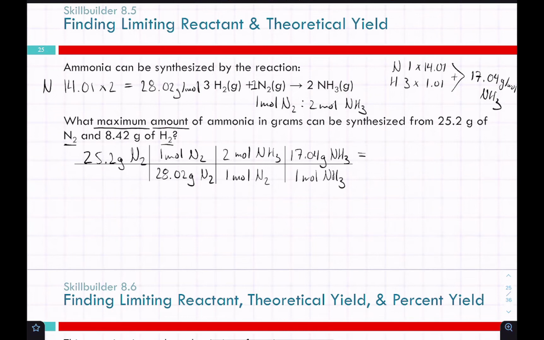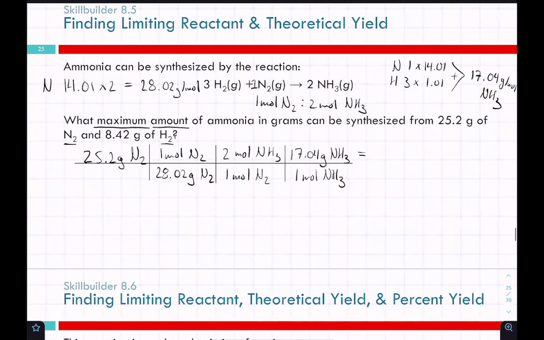So we figured out how much ammonia we could make, assuming that the nitrogen is limited and we have enough of everything else. So 25.2 times 2 times 17.04 divided by 28.02. So it's going to be 30.6 grams NH3.